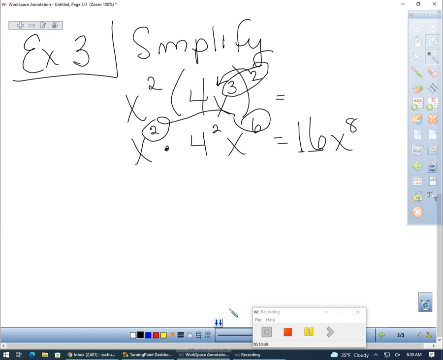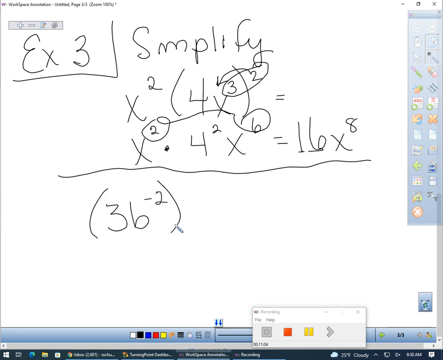All right. And let's do, don't panic as I write this down. It's going to be okay. This is still part of example 3. 3b to the negative 2 raised to the 2 times, just a minute, in parentheses, we're going to do a to the second, b to the fourth, raised to the third. All right. It really isn't that bad. Let's take it step by step.